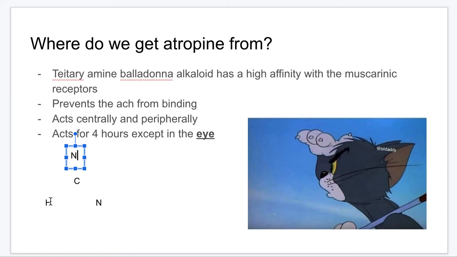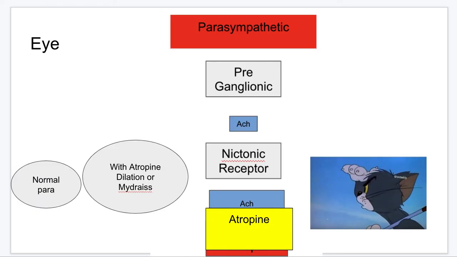It has a very short life, except in the eye. So that's why I emphasize the eye. It prevents acetylcholine from dying. So first of all, what is the effect on the eye? Basically, atropine causes dilation, or mydriasis, and this is because your sympathetic nervous system is responsible for dilation, and parasympathetic is for constriction. So with normal parasympathetic, you get constriction, but with atropine, we get dilation.